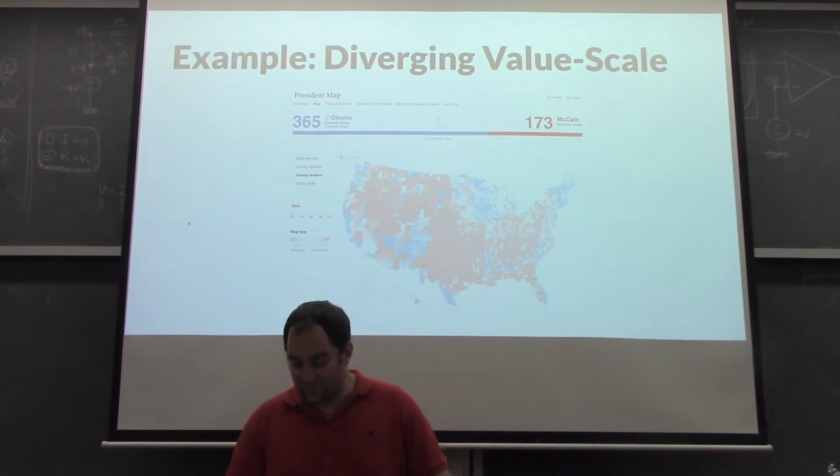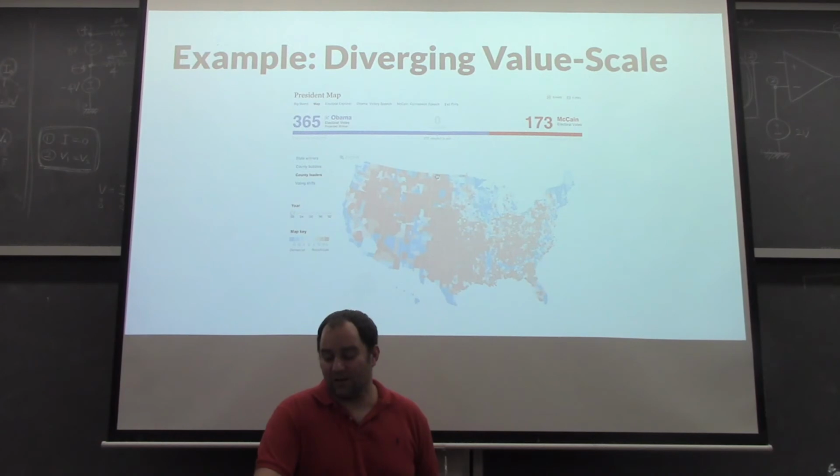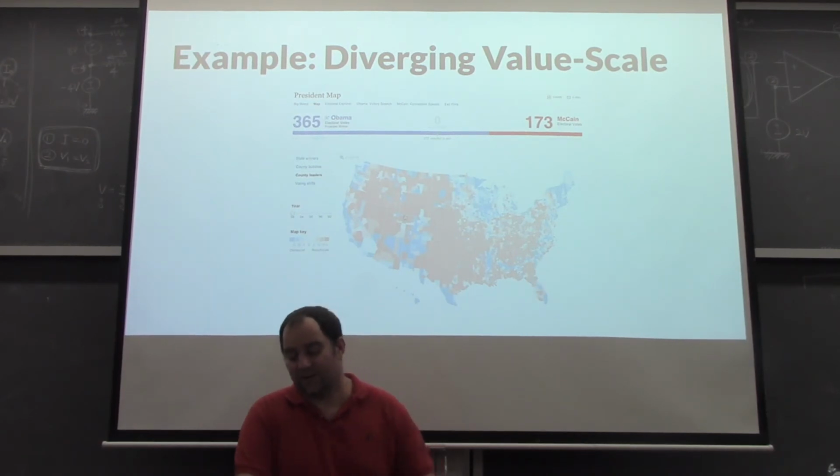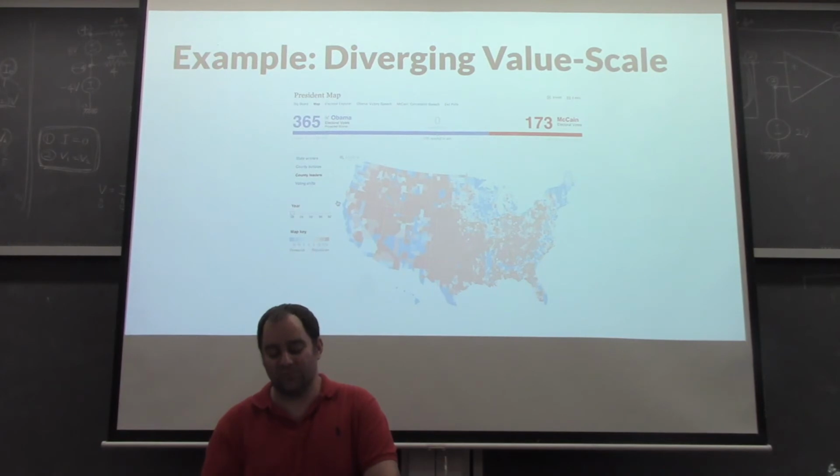So here is a good example of a diverging value scale map. I like to think this is the Obama-McCain election. And we have this map, and we not only show in binary who has won, but we also show by how much for each district in the United States by using this value scale here. And so you can see that there are some big counties here that just barely went to Obama, but that many counties, especially in the Midwest, went clearly to McCain.